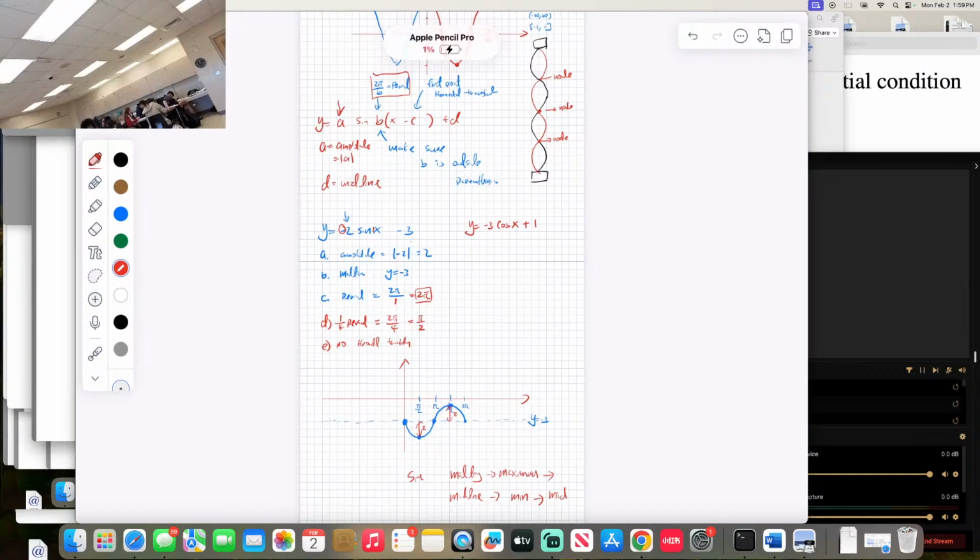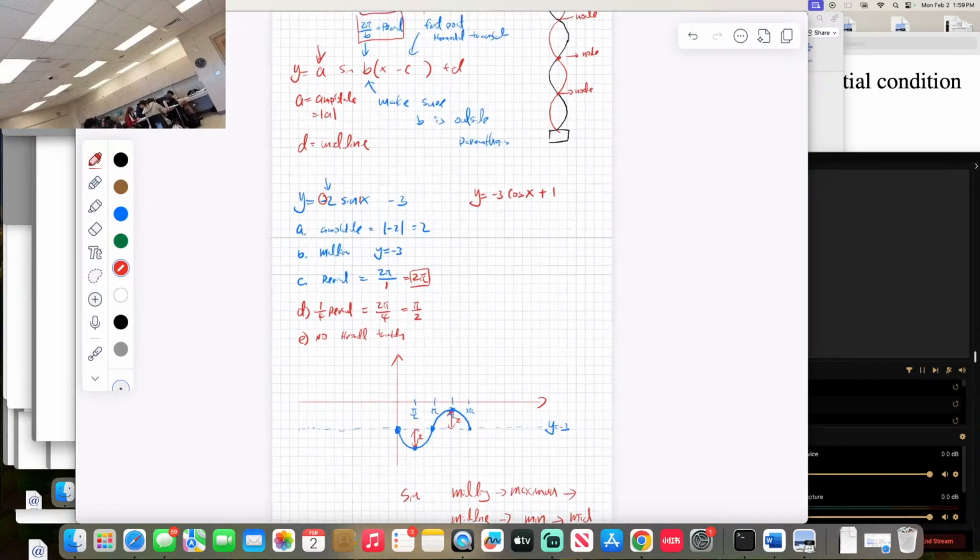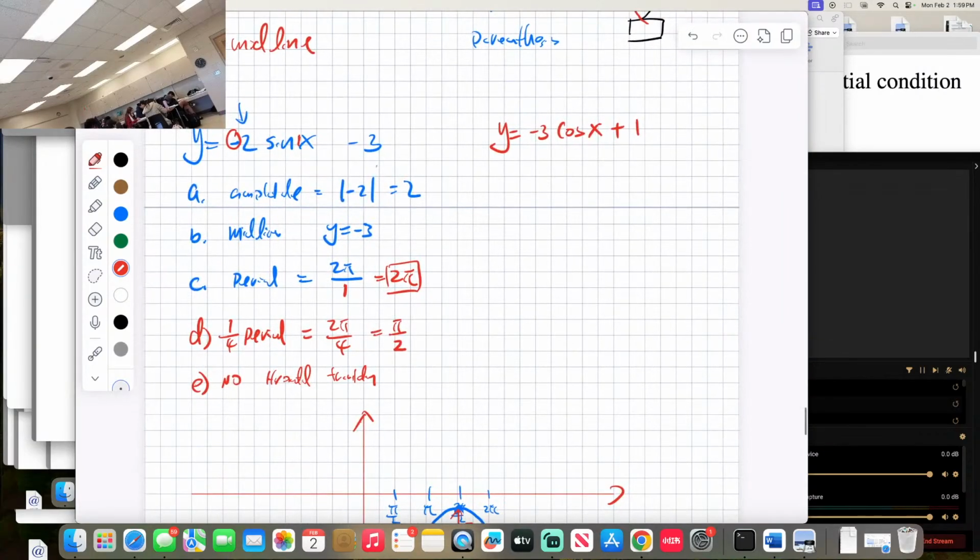Let's see how you guys are doing. You're writing at the same scale as the left. It still doesn't start at the midline, so it doesn't matter. You wrote that.